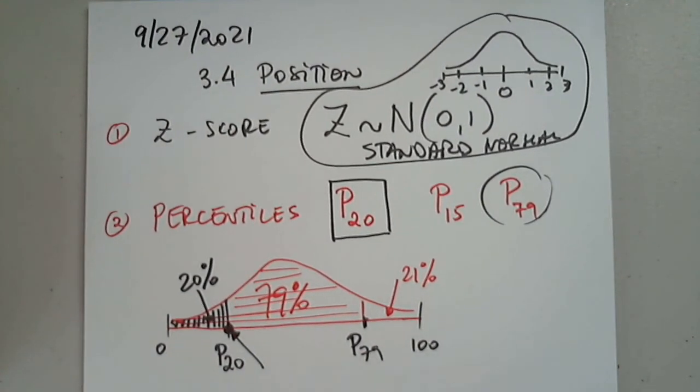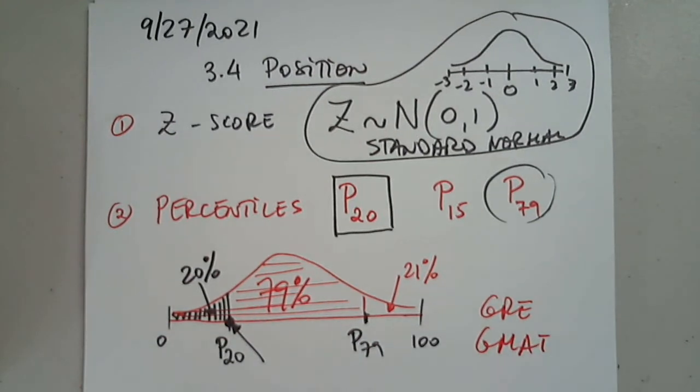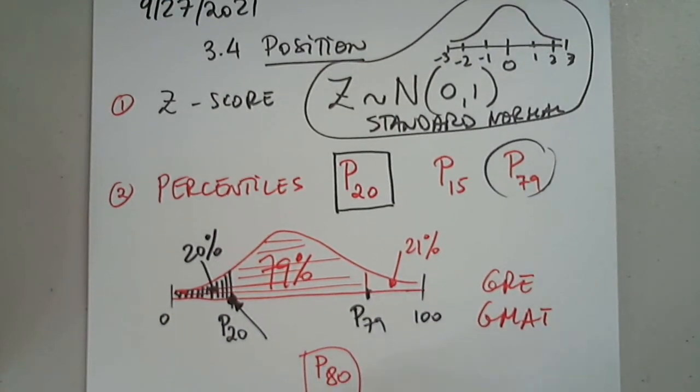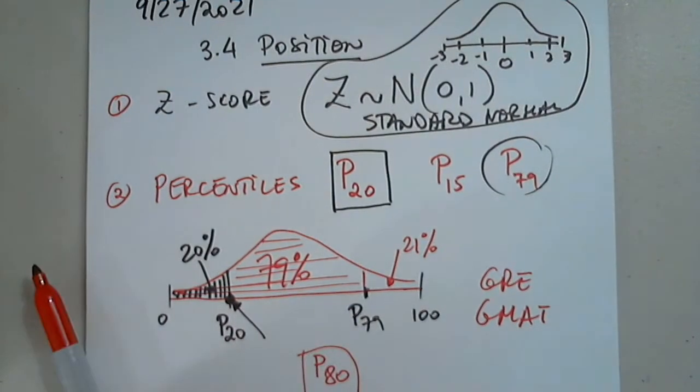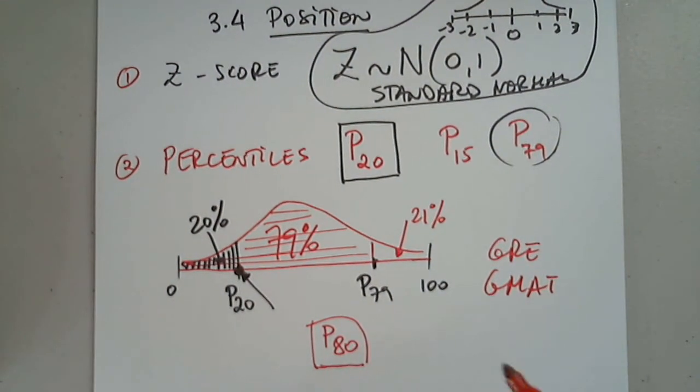This is like, for example, for GRE or any tests, GMAT. There are all sorts of tests. And if you say, well, I am P80, I came in the 80th percentile on any of these tests, that's awesome. It means that 80% of all students who took, let's say, the GRE at the same time as you had a score less than yours, and 20% of them had a score higher than yours, which is pretty good.